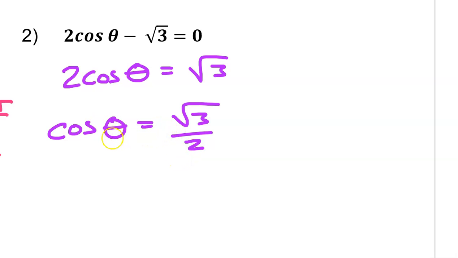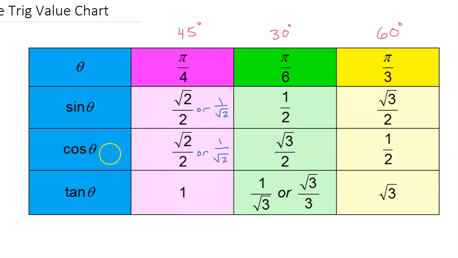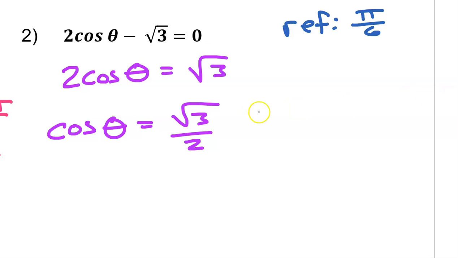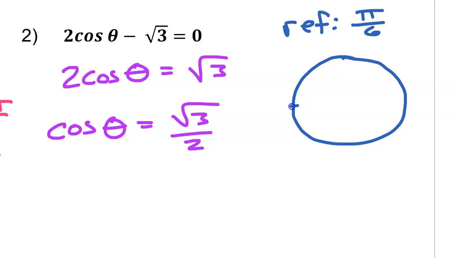So what is the reference angle? Cosine of what angle is radical 3 over 2? Well, hopefully you will understand that the reference angle is pi over 6. In other words, the cosine of pi over 6 is radical 3 over 2, and that's another one of these values on the chart that you need to memorize. Cosine of pi over 6 is radical 3 over 2. So the reference angle is pi over 6, but that is not the final answer. That's just the reference angle.